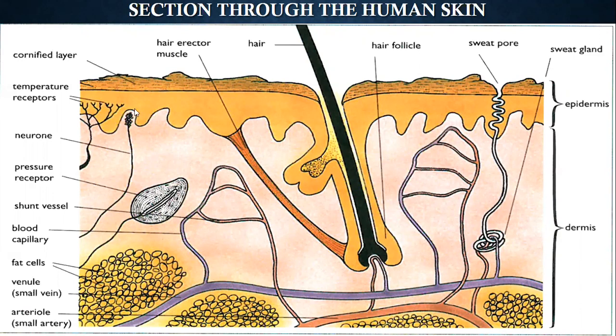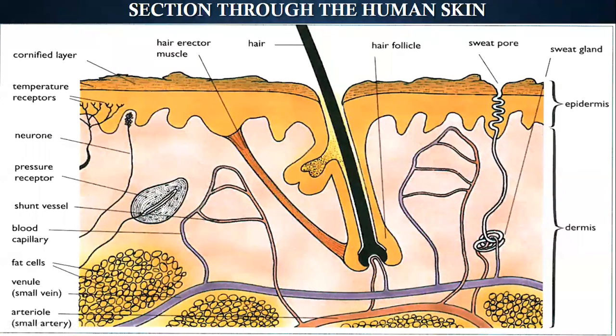When this cornified layer is injured, that is when you would start to bleed and your blood has to clot in order to form a protection to prevent pathogens from entering into your body.